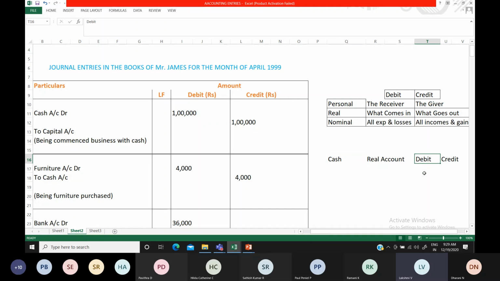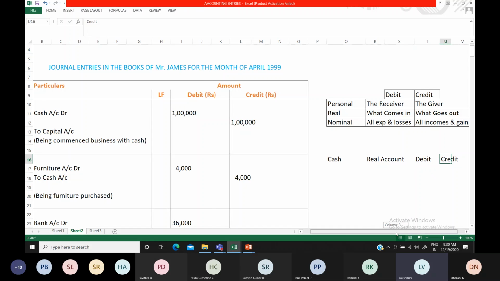So when cash is coming into the business, probably when you make sales, cash will be coming into the business. And similarly, whenever you receive commission or receive interest, cash will come into the business. So at that time you will be debiting the cash account.